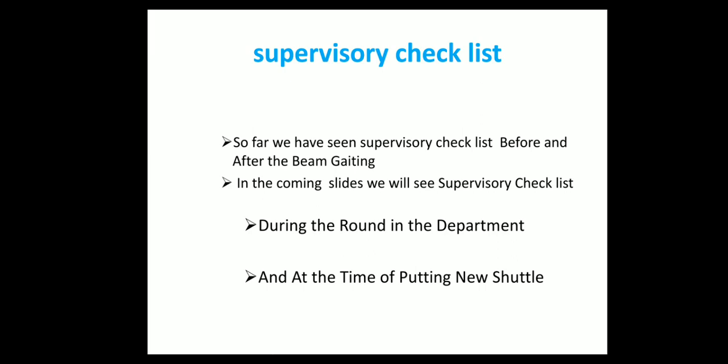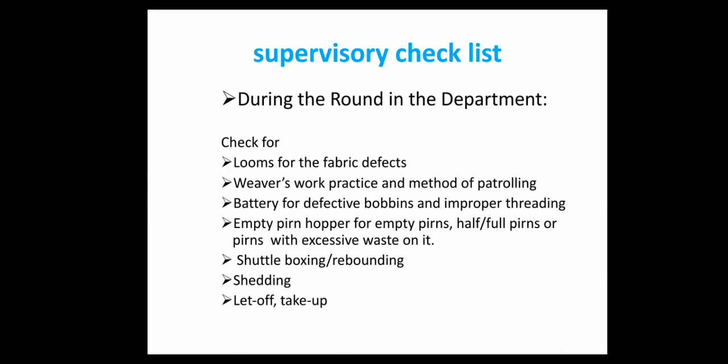In the coming slides we will see the supervisory checklist during the round in the department and at the time of putting new shuttle. During the round in department: check looms for fabric defects, weavers' work practice and method of patrolling, battery for defective bobbins and improper threading, empty pern hopper for empty perns, half or full perns or perns with excessive waste on them, shuttle boxing or rebounding, shedding, let-off and take-up.